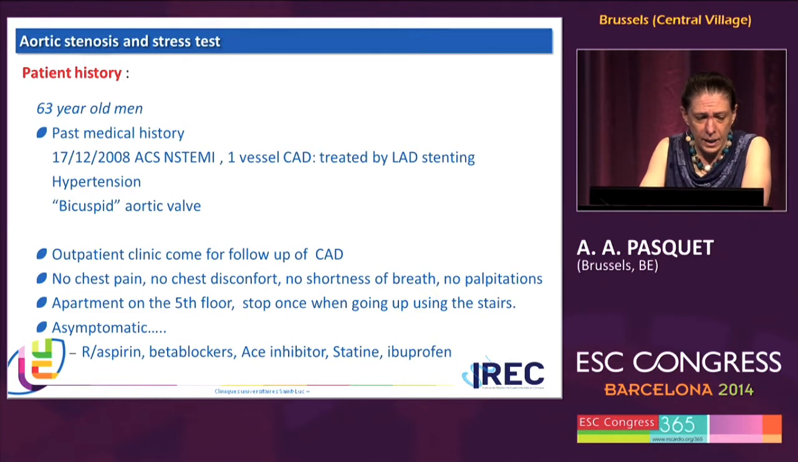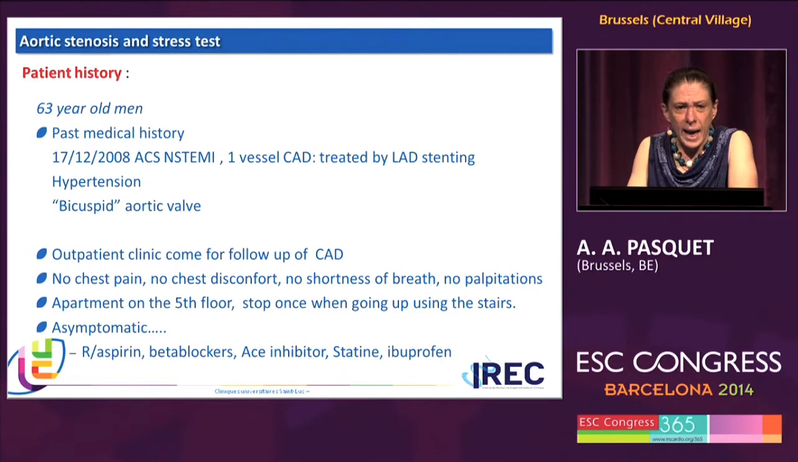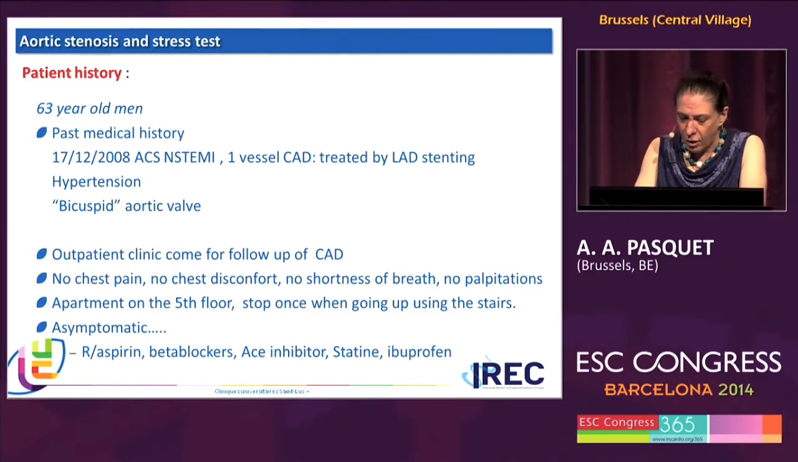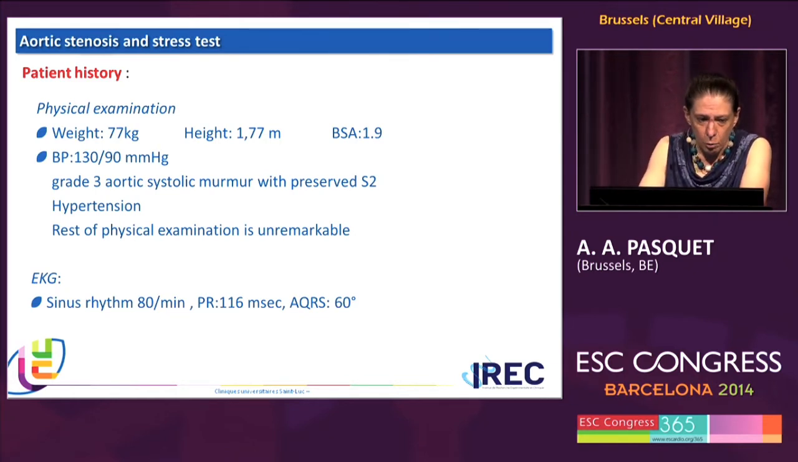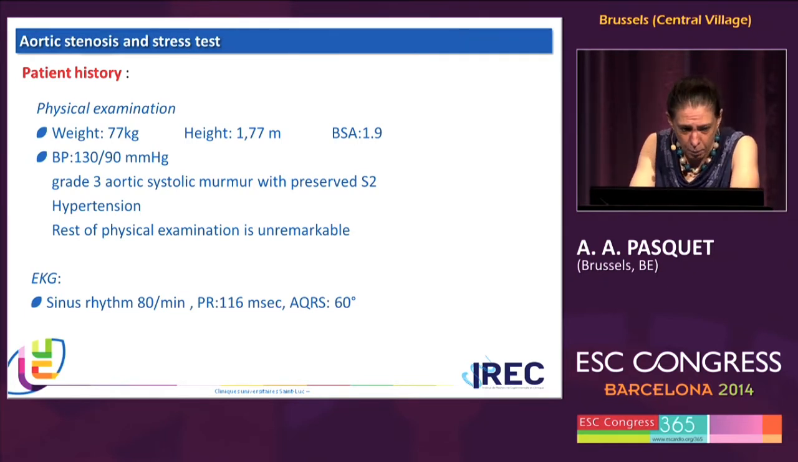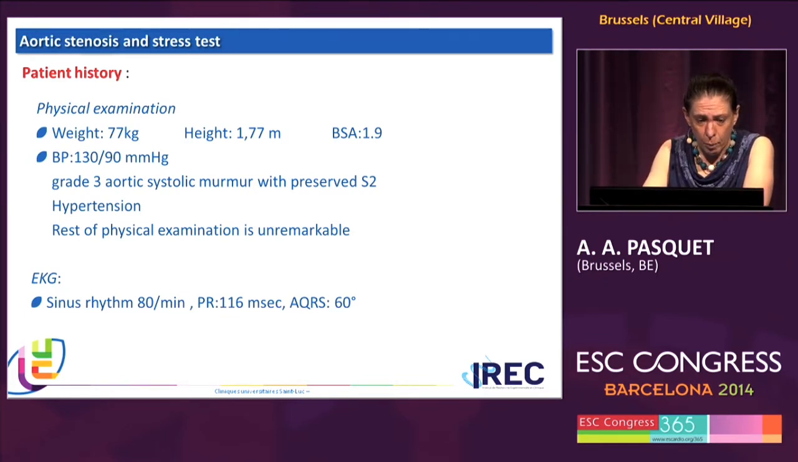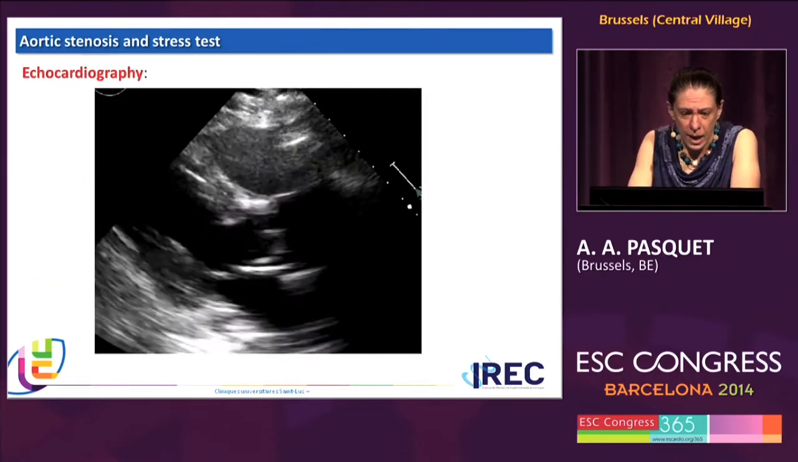His treatment is aspirin, beta blocker, ACE inhibitor, and statin, and at this time he's taking some ibuprofen for muscular pain at the level of the legs. The physical examination showed a weight of 77 kilos. Blood pressure is 130/90. You have a grade 3 systolic murmur with a preserved S2, and the rest of the physical examination is unremarkable. EKG is also unremarkable. But let me show you the echo.